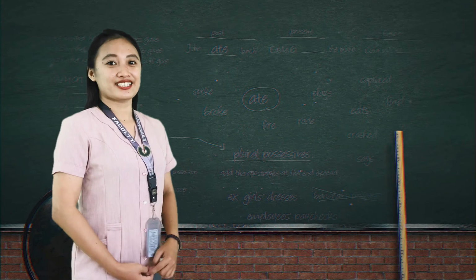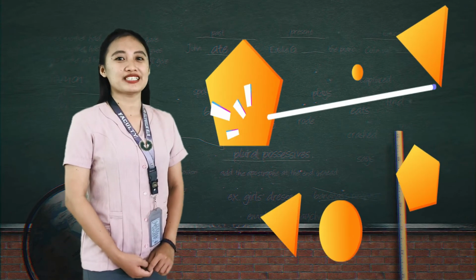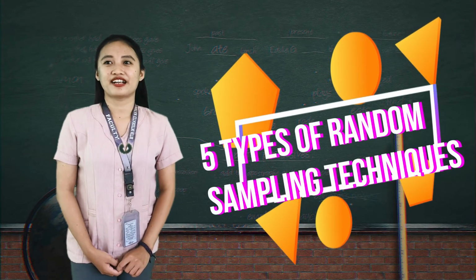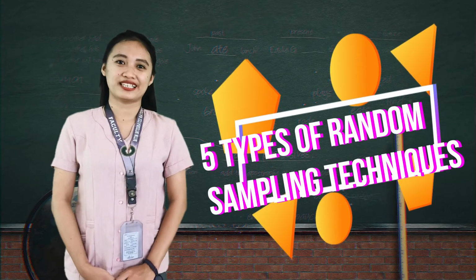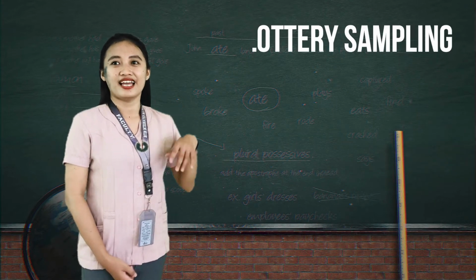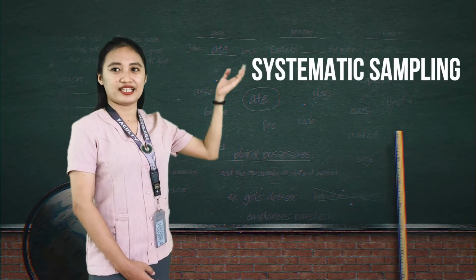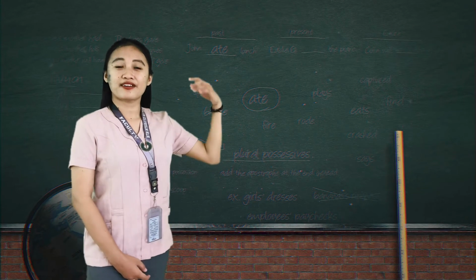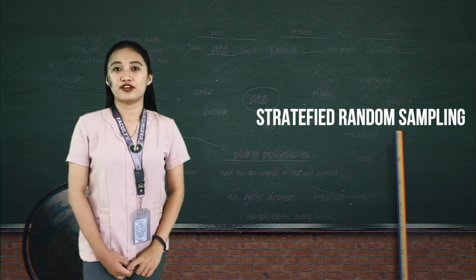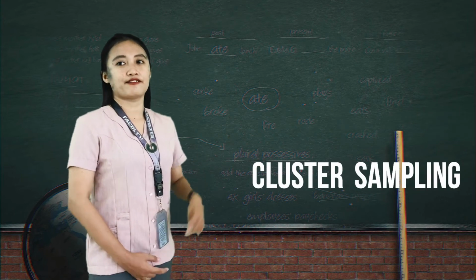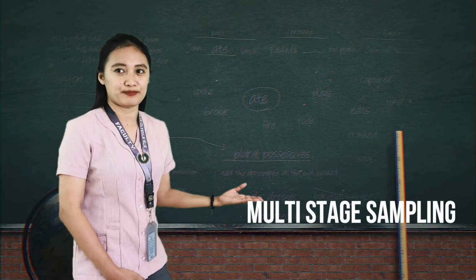This time, let's look at the different ways to randomly select our sample. There are 5 types of random sampling techniques. Number 1, lottery sampling. 2, systematic sampling. 3, stratified random sampling. 4, cluster sampling. And 5, multi-stage sampling.